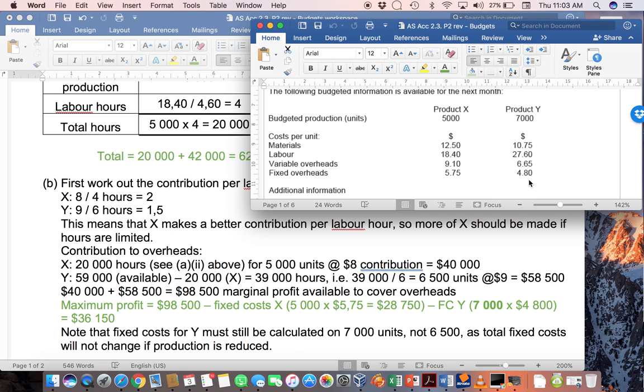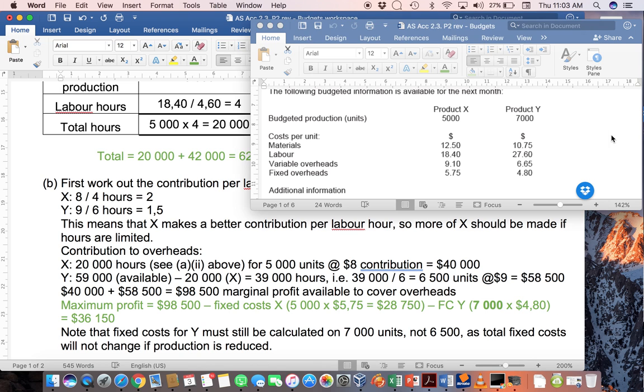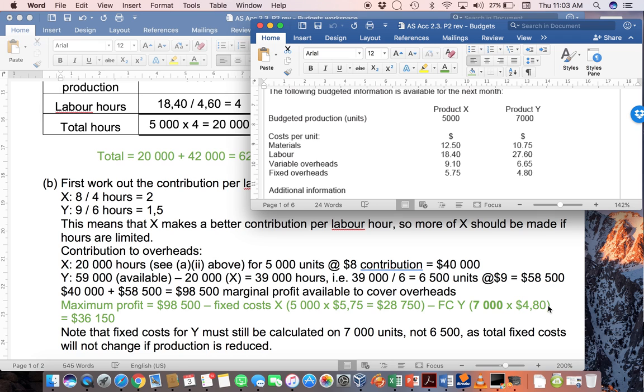Our fixed costs for Y, we will work out similarly using the $4.80. Sorry, this over here should be written as $4.80, not 4,800, forgive me. And that will then work out as your total costs that you need, times 7,000 units. Now, please be very, very careful over here. You need to use the 7,000 units, not the 6,500.